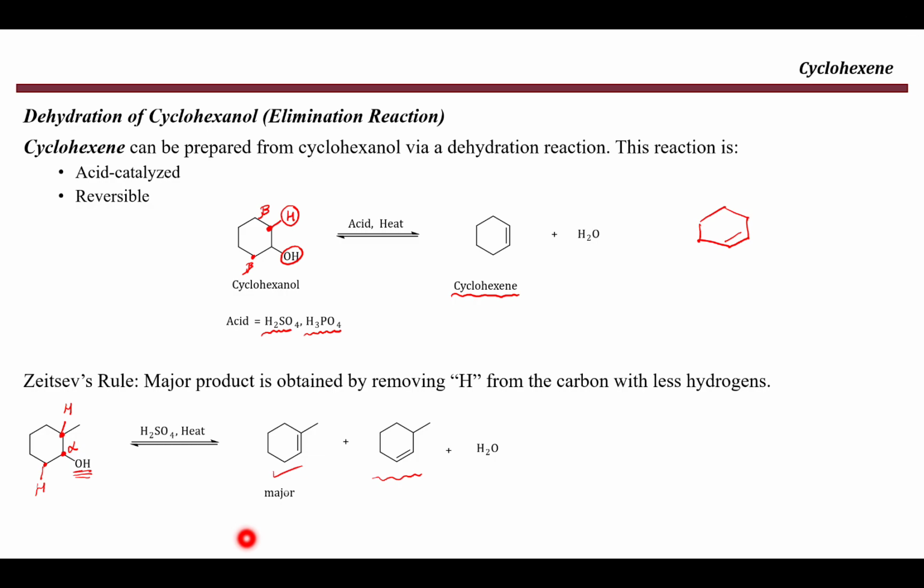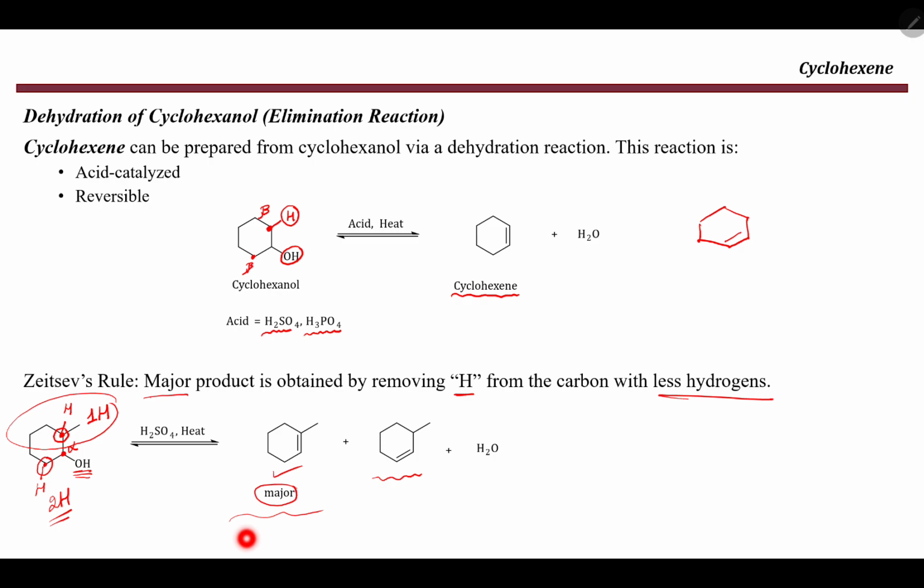Which one is the major one? This is the major one. Why? Because according to Zaitsev rule, the major product is obtained by removing a hydrogen from the carbon with less hydrogens. Now, if we look back at these two carbons, we can see that at this carbon here, we have only one hydrogen, whereas at this carbon here, we have two hydrogens. So according to Zaitsev rule, removing from this side will give us the major product, and that's why this is going to be our major product.